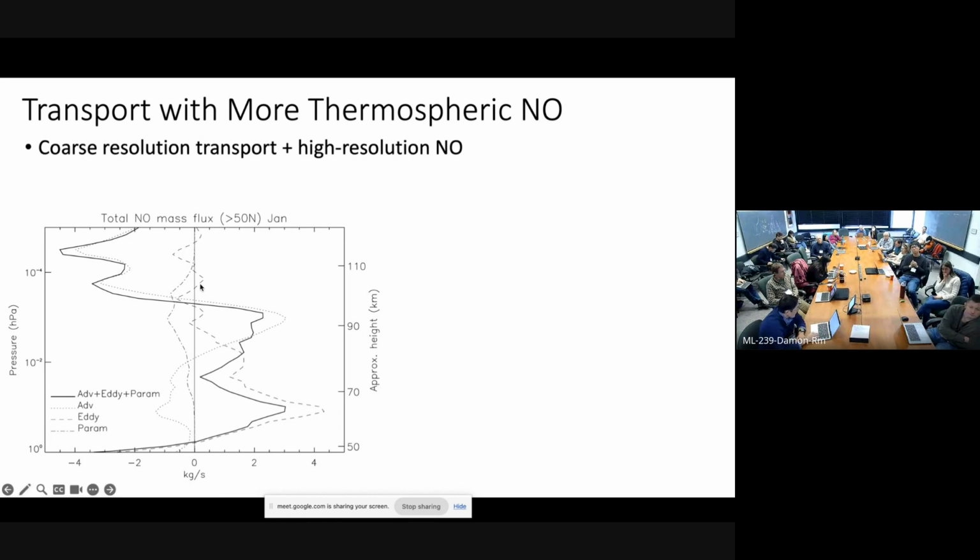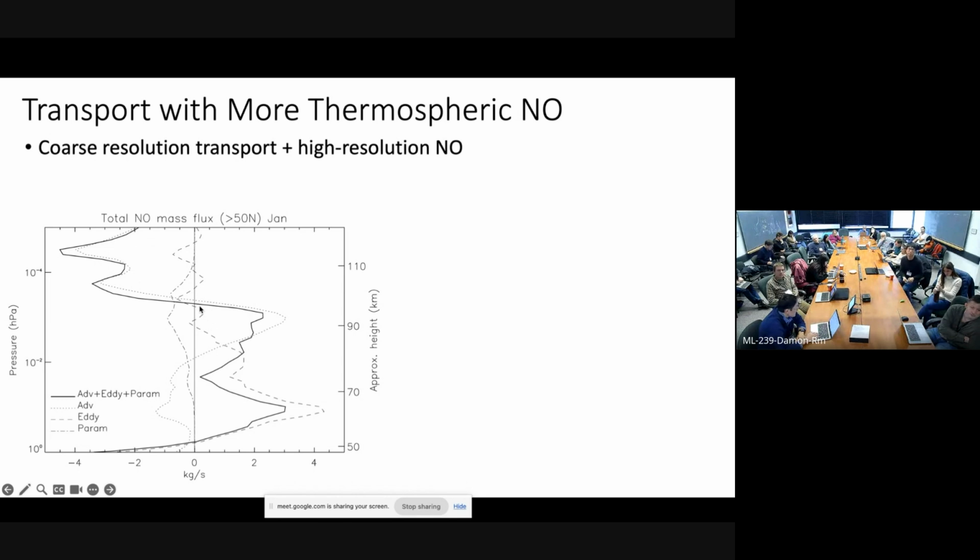So to look at that, we did another diagnostic study where we used the wind fields and diffusive KZZ from the regular resolution model, but used the nitric oxide from the high resolution model, which does have this large NO in the thermosphere. What we found is that in the lower thermosphere, it does show an increase in downward flux, but below about 95 or 100 kilometers, you have the same situation where you have a very small flux and then transition to upward flux.